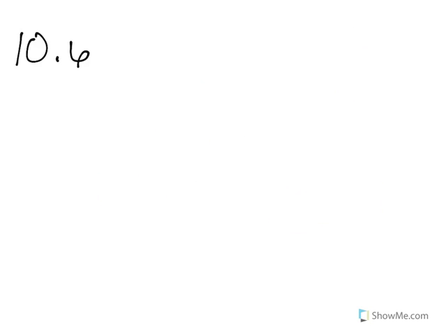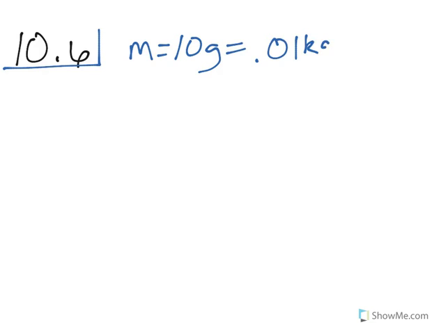Next problem is 10.6. It says a spring-loaded toy gun launches a 10-gram plastic ball. The spring with a spring constant of 10 Newton meters is compressed. Let's get some data down first, as we're reading this. Mass is equal to 10 grams. We can't leave it at 10 grams, we have to convert it. So we divide by 1,000 to get it into kilograms, which is 0.01 kilograms.